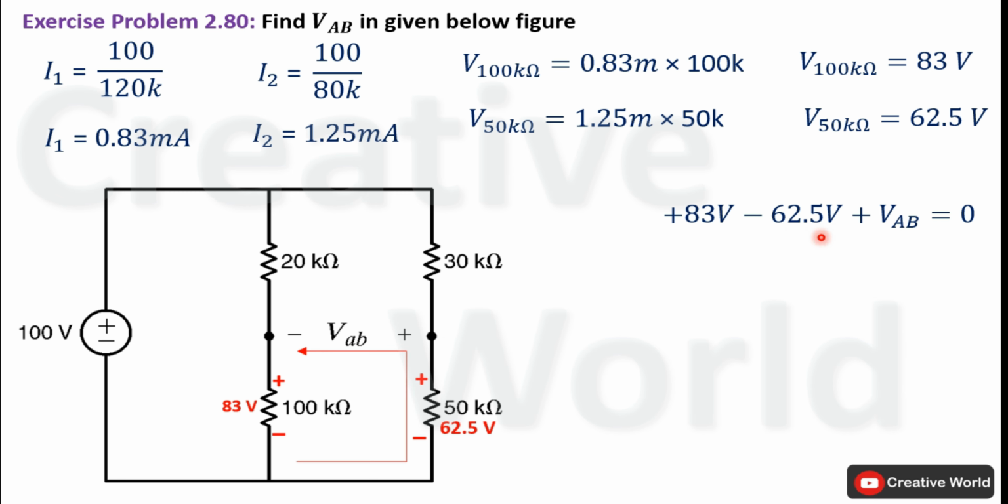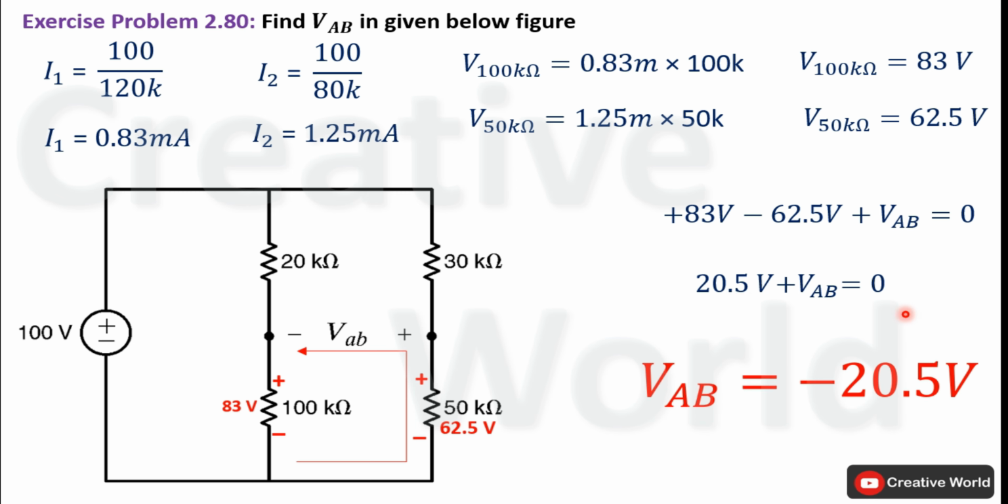Now subtract 62.5 volt from 83 volt. The answer will be 20.5 volt. Place this 20.5 volt on the other side of the equal sign to calculate the value of VAB. That will result in minus 20.5 volt. So the value of the voltage between these 2 points inside this network is minus 20.5 volt.